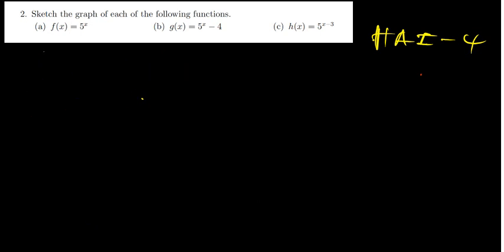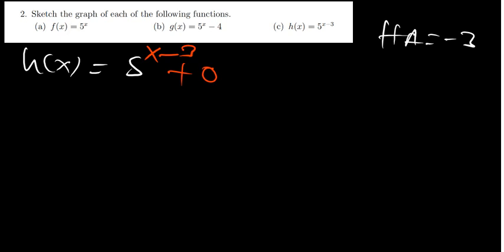Now let's go to part C. Part C is h of x. This was g of x, but anyway it's okay even if you use f of x. 5 to the power x minus 3. In that case the horizontal asymptote is negative 3. The horizontal asymptote is just the number which you have here. Oh, this is supposed to be 5 to the power x, minus 3. Actually, we don't have any plus or minus number here. So the horizontal asymptote in this case is going to be 0 and not negative 3.